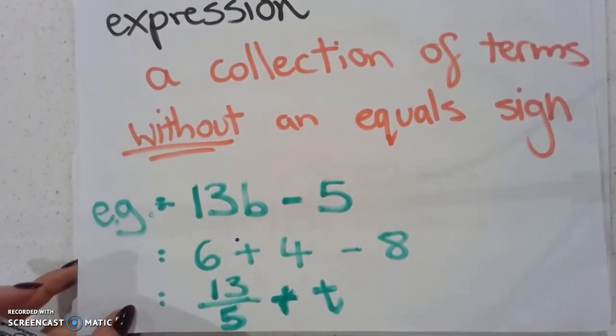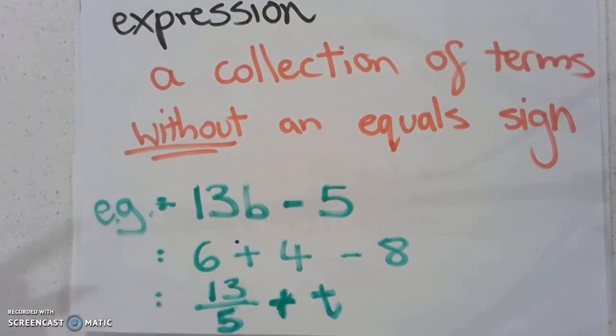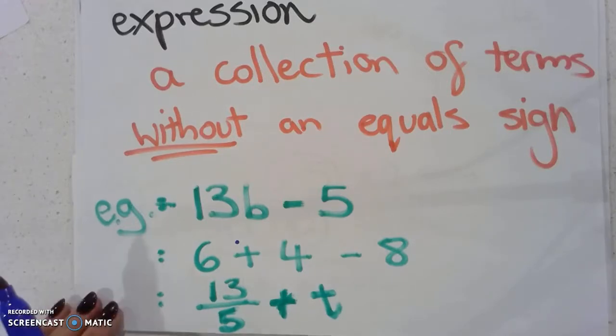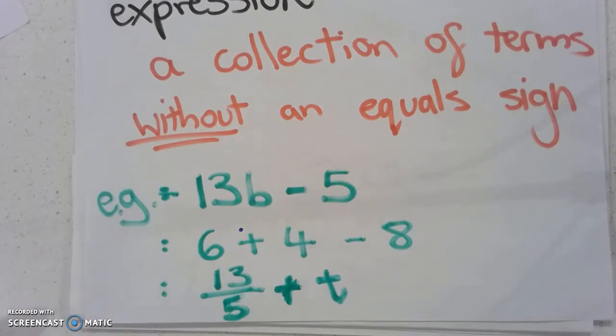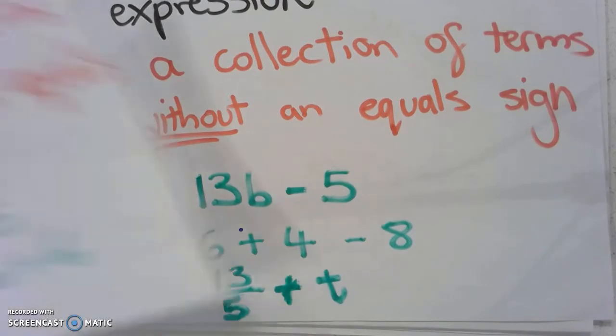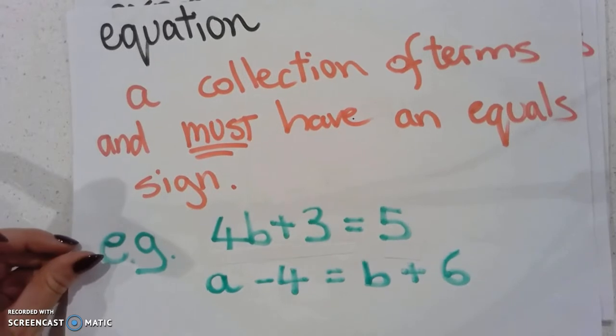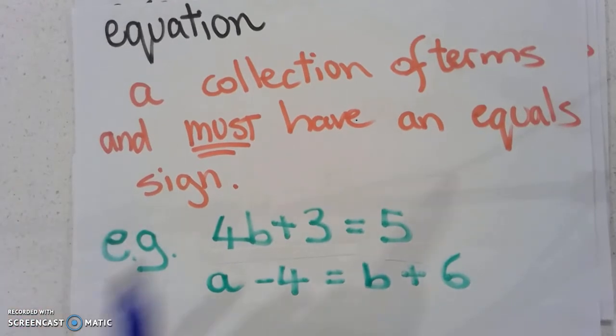Here we have expression. So an expression is a collection of terms without an equal sign. So really critical that it mustn't have an equal sign. So as you can see, a number of examples below, none of which have an equal sign inside. So that's really important.